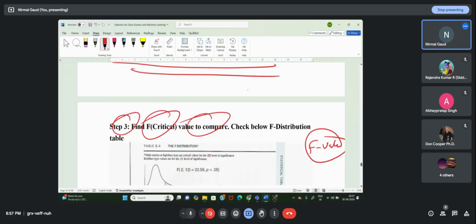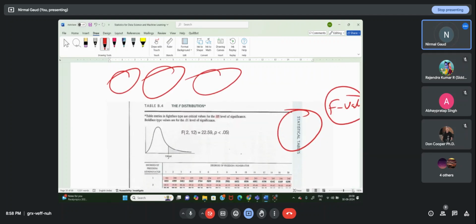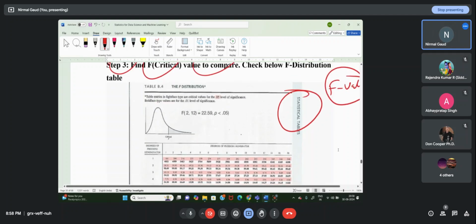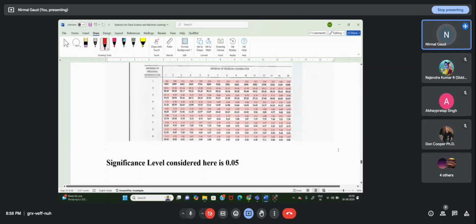Let's see. So here is a table. This is a statistical table actually, just like in our schools we have seen the log table. In engineering, we have many reference tables. Similarly, here a statistical table is there. So step number 3 is to find the critical value of F. Now how to find the critical value of F?